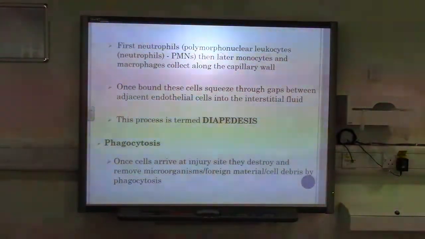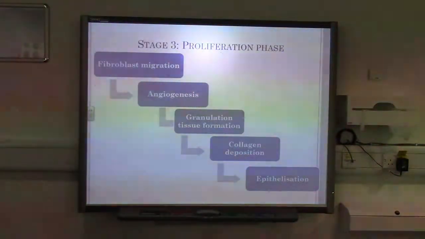material. Once cells arrive, the phagocytosis, which is the next stage, is once cells arrive at the site of injury, they can destroy and remove microorganisms, any foreign material, cell debris, so cells that are now no longer needed in the healing process can be removed by phagocytosis. At the stage where there's phagocytosis and there's those platelets, the macrophages can now activate the fibroblast migration.